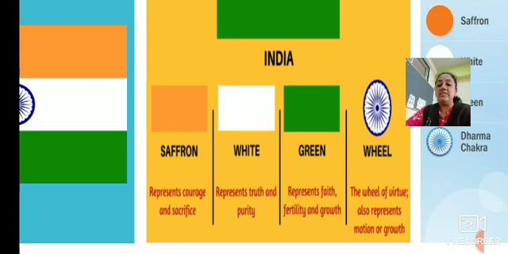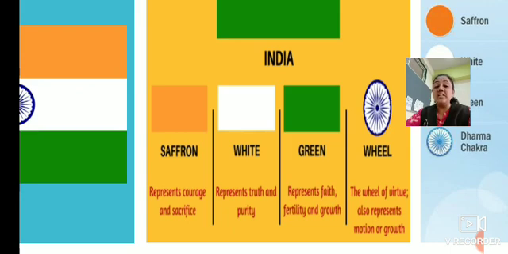The second band is white. So you know what this white color shows or represents? Yes, the white color represents truth and purity. Understood? And one more thing is there. Yes, truth, purity, and the main thing is peace. Peace means silence. Truth, we have to always speak the truth.